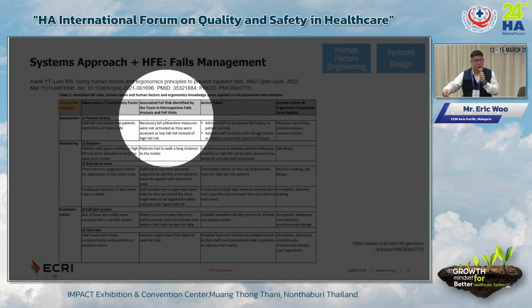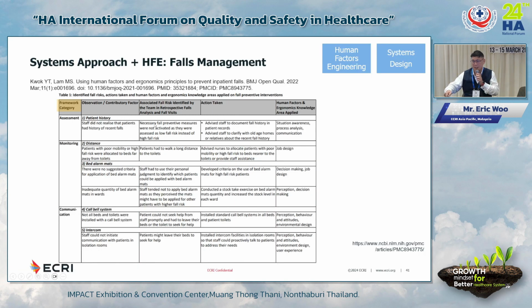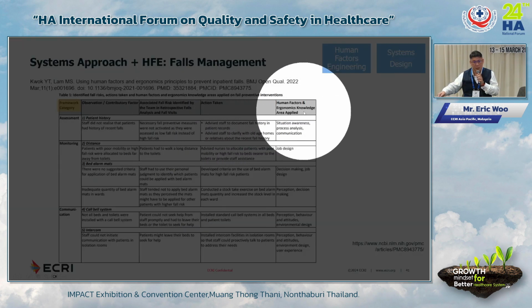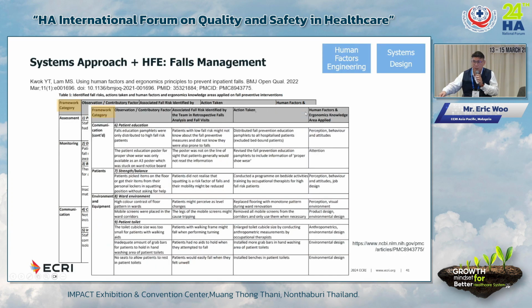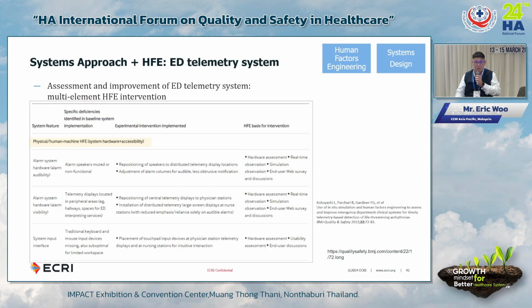Associate fall risk identified. This is for fall management, for example. This example is on fall management. So what is the action taken? What are the human factor and ergonomics knowledge that we need to apply? Everything is in a model form where you can think. And you can modify, you can put in your own areas where it's relevant to your work and your facility today. These are tools that are available, more examples for you, and these are all published.